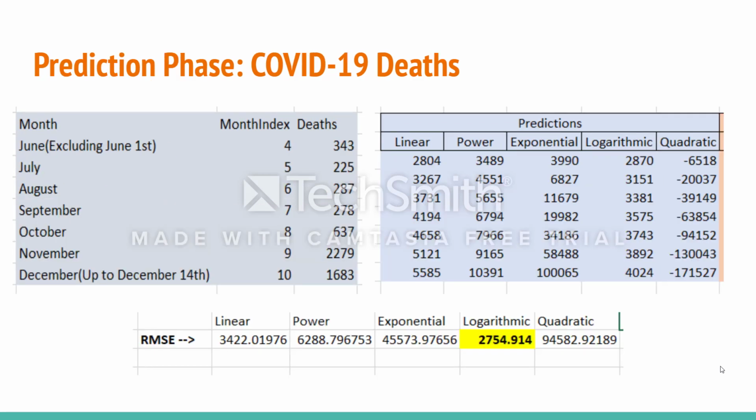Moving forward to the prediction phase for COVID-19 deaths. Unlike the cases, we were able to get a much more accurate representation of the number of deaths that would have occurred had the mandate not been lifted. As with the cases, you can see that the number of deaths are much higher if the cases or deaths had trended the same way as they did with the mandate.